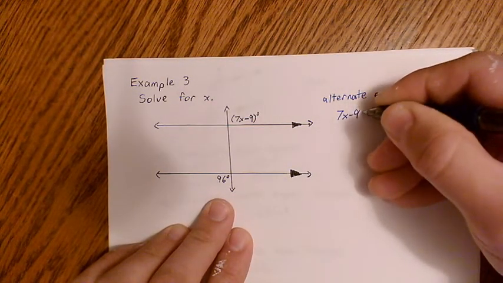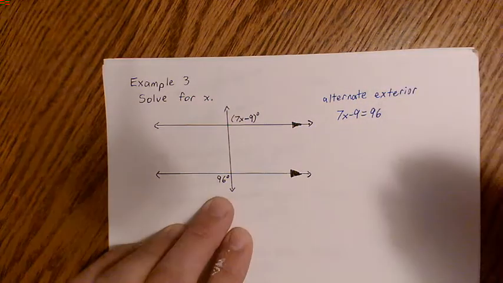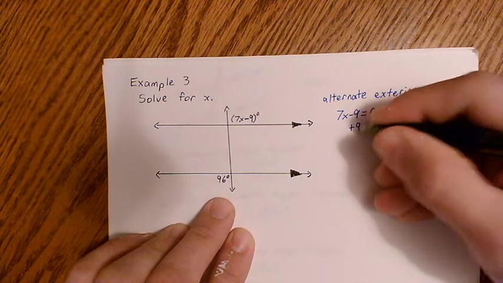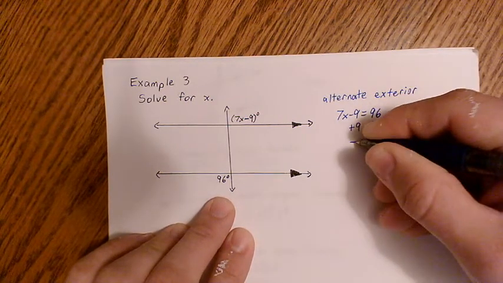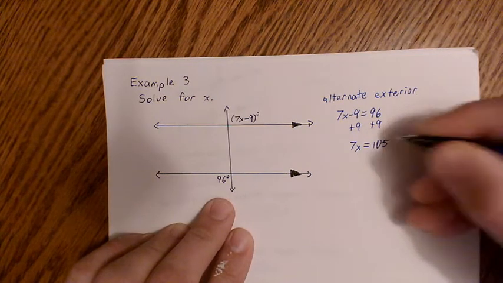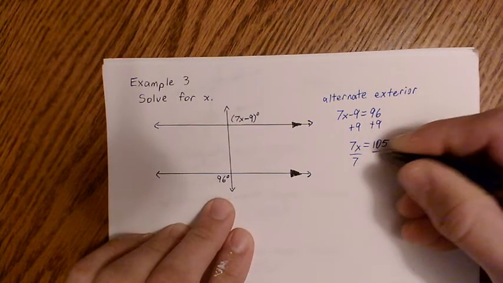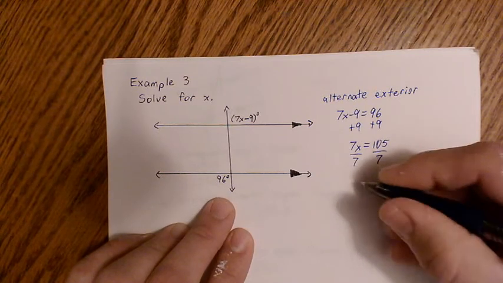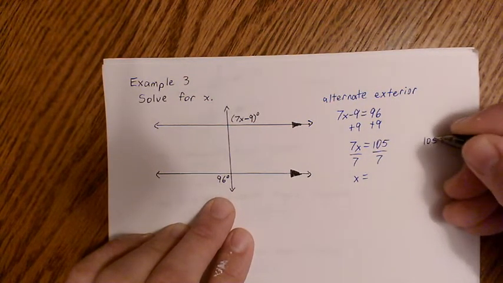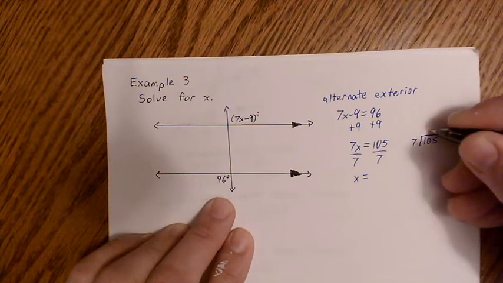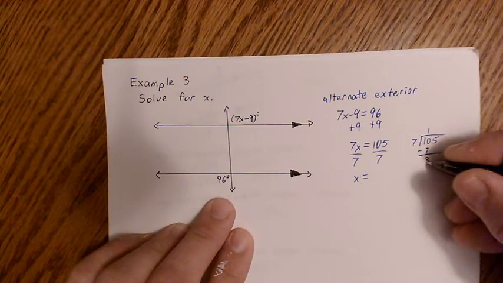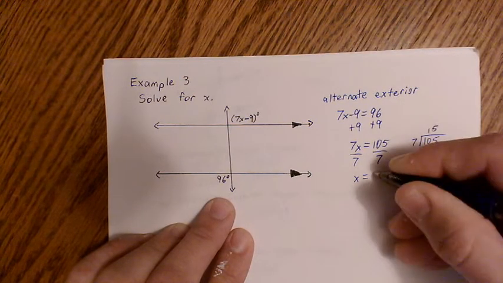7x minus 9 would equal 96. And what I can now do is just solve this equation. I'm going to add 9 to both sides. So that 7x will equal 105. And then I'm going to divide by 7. And so x equals, let's see here, 105 divided by 7. I feel like I should have probably calculated this ahead of time, but whatever, I'm doing it now. So 35, 15. All right, x equals 15.